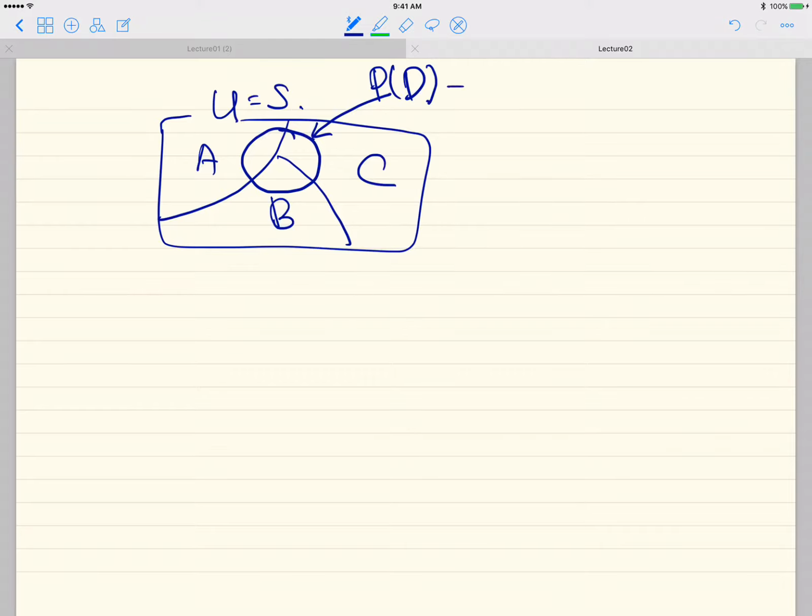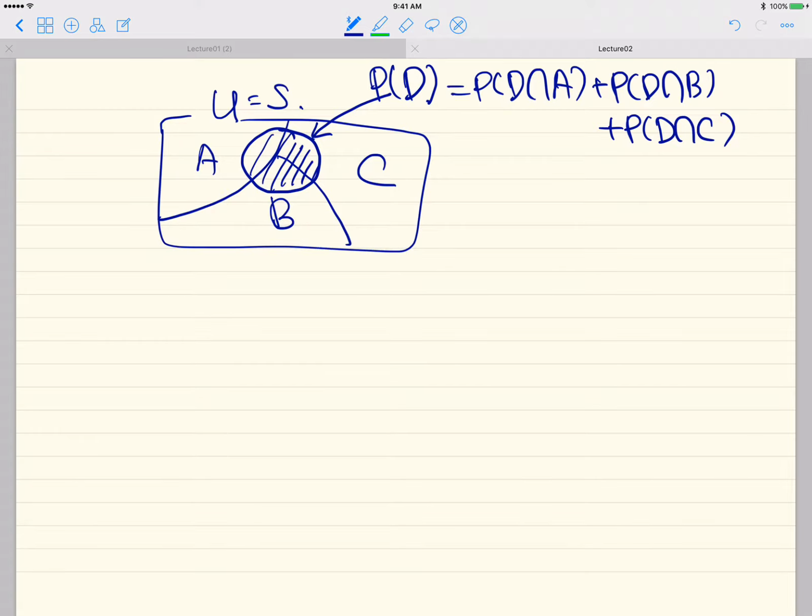So in this case, P of D, the probability of this part, is of course: D was produced by machine A, D was produced by machine B, and D was produced by machine C. Right? So we can decompose this defective case into these three different cases. Okay.